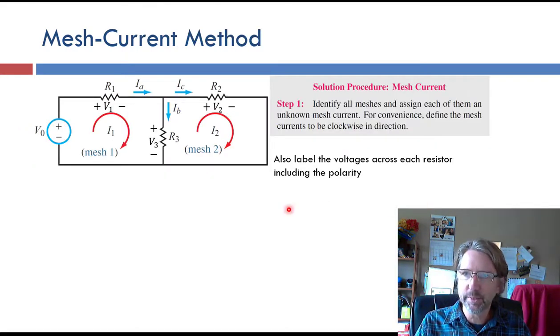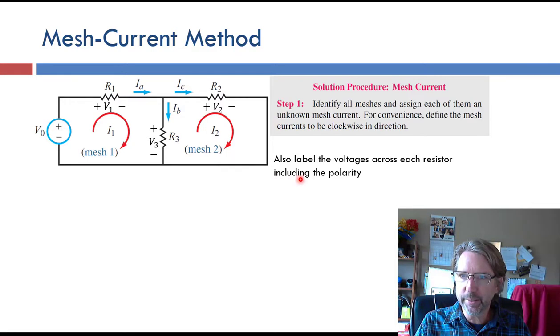Okay, so the first step here, just like in the node analysis, is to identify everything that we're going to solve. So we need to identify all the meshes, give them a mesh current, and we'll go clockwise. That's what we've done here with I1 in red in mesh 1. Mesh 2 here has I2. These are the book steps in gray.